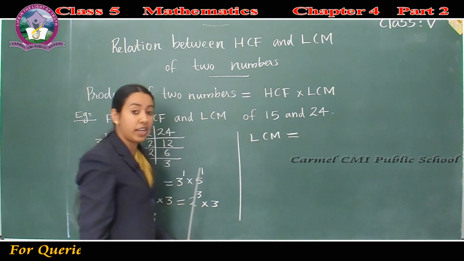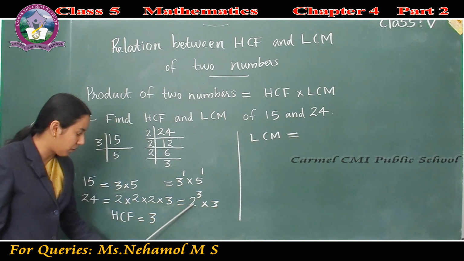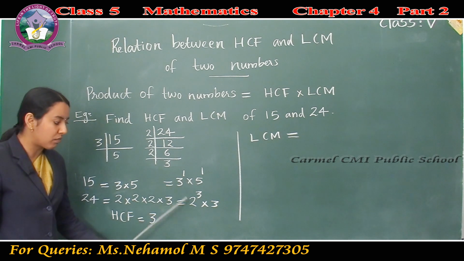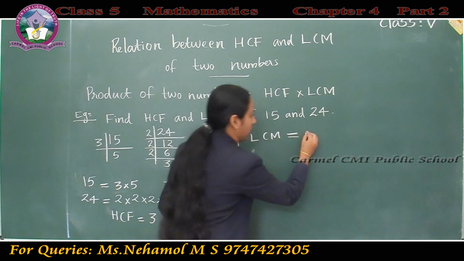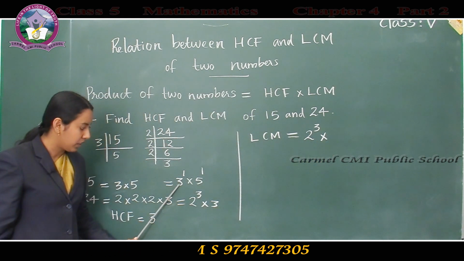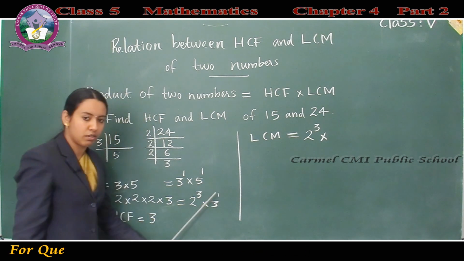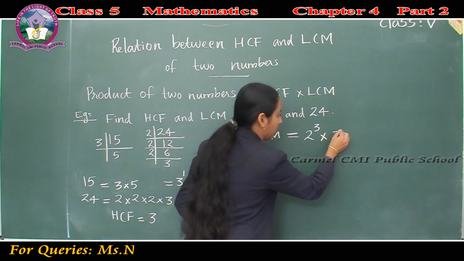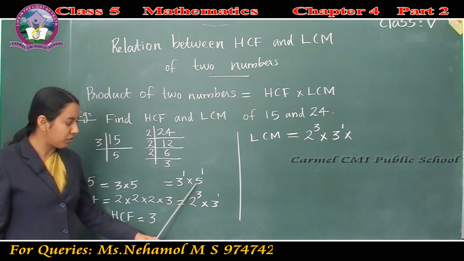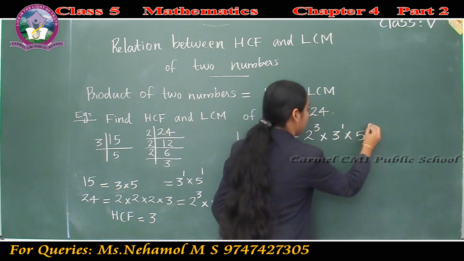Then LCM is equal to the product of the highest power of all factors. Consider the factor 2. Power of 2 is 3 here. Here 2 is not there. So the highest power of 2 is 3. So 2 raised to 3 into, then next factor 3. Here power of 3 is 1. Here also 3 is only one time. So 3 raised to 1 into, then one more factor is there, 5. Power of 5 is 1, and 5 is also only one time, into 5 raised to 1.